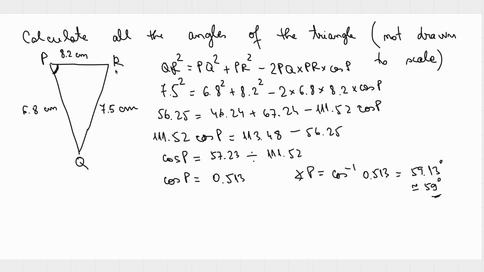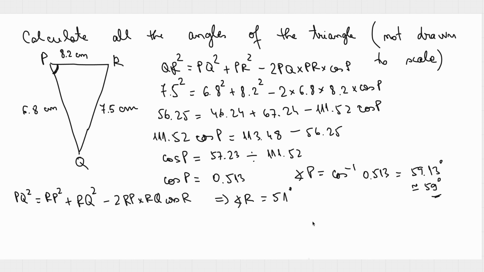Do the same to find R and Q. So for example, if we want to find the angle R, we start with the opposing side squared. So PQ squared equals RP squared plus RQ squared minus 2 times RP times RQ cosine of R. And from here, after replacing, we should get that the angle R, rounded to the nearest degree, is 51 degrees.